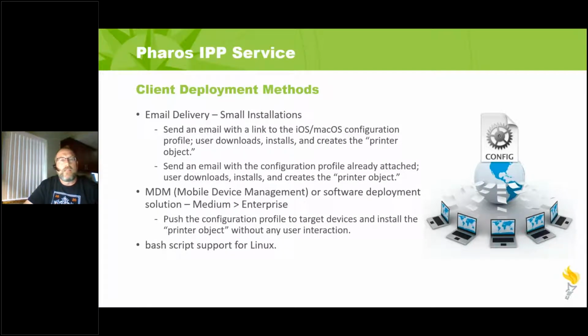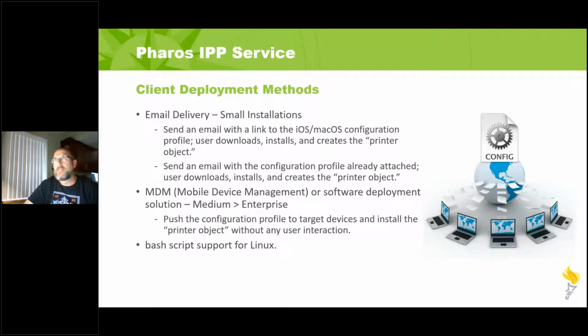To deploy the IPP queue that's created by Blueprint, there are several ways to handle that. The first is to just send an email with a URL link or a configuration profile, and then the user just clicks on that profile and adds it to their system and can create the printer object, or just use the link to go through the install step on their own.